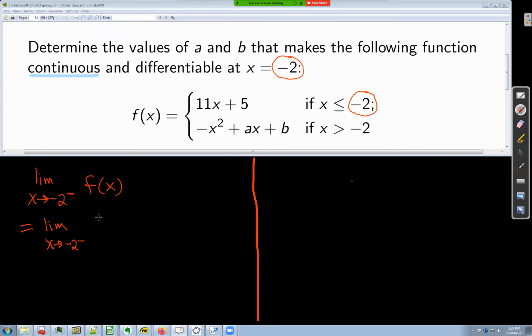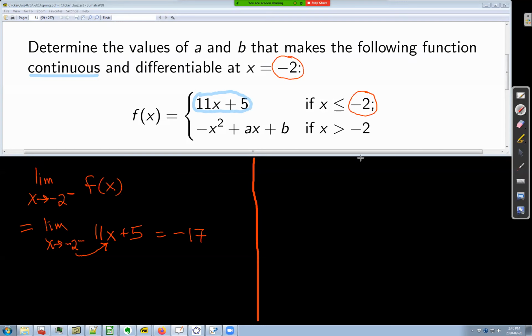From the left. If I'm working with the left function, it's this one right here. So that's the function I'm going to use: 11x plus 5. The way you can compute this limit is you can just plug in the -2. That gives you -2 times 11, which makes -22, and -22 plus 5 makes -17. So that is the limit from the left.